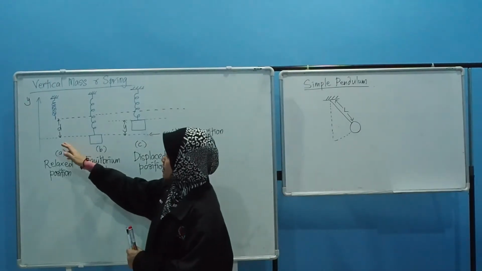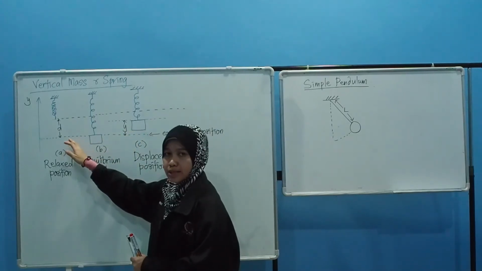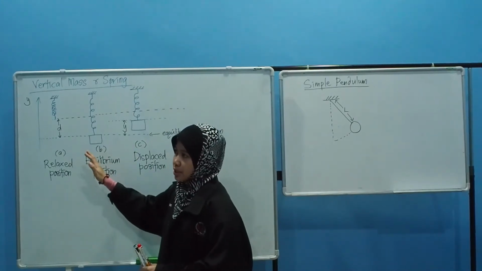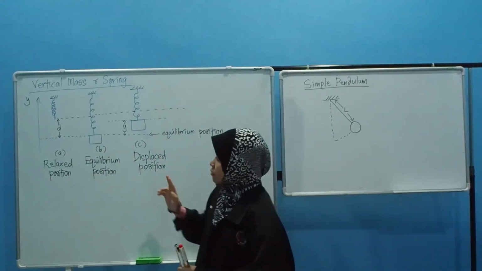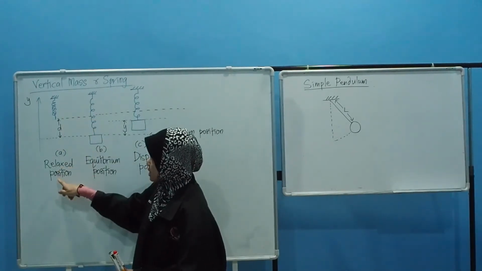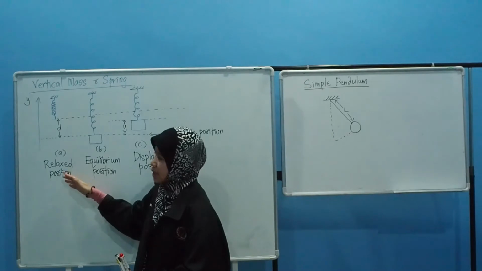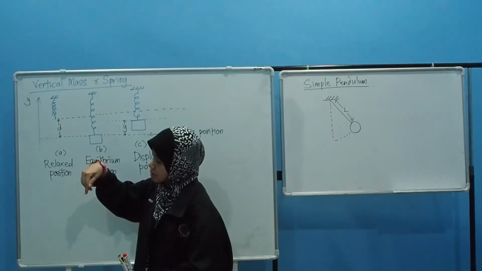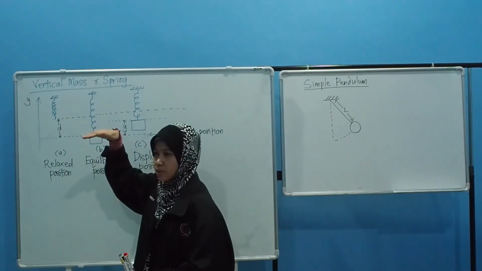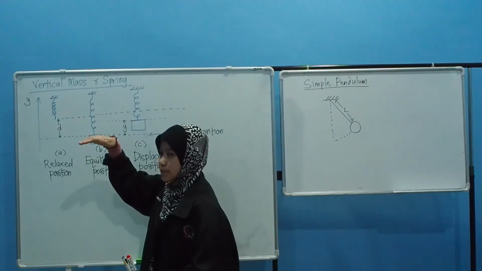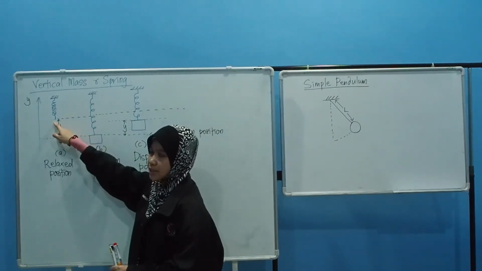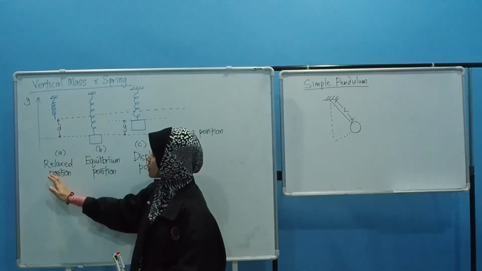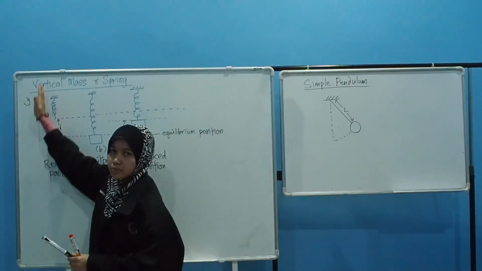These three, A, B, and C, are actually the same spring, but in different conditions. For A, the spring is in relaxed position. Relaxed position means there is no load at the end of the spring. The spring is hung, fixed, for example, from a retort stand, and there is no load at the end here. So this is the spring in relaxed position, which means the vertical position.